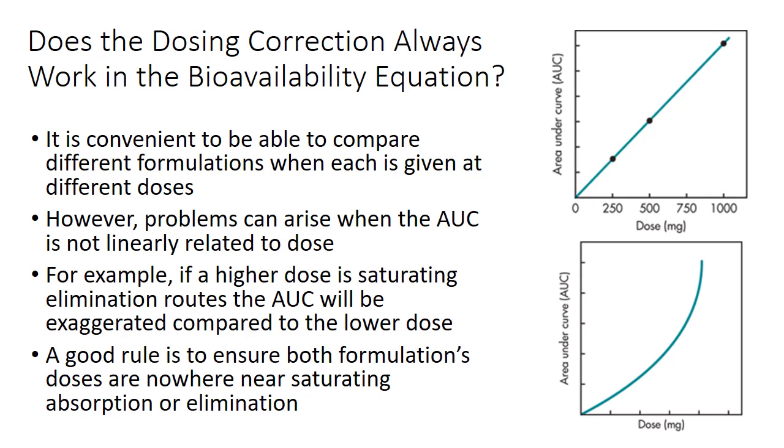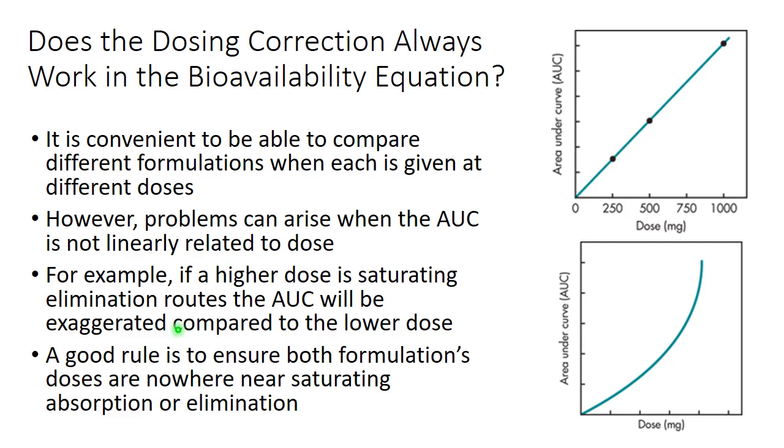So again, if there's a summary there, a good rule would be to ensure that both formulations' doses are nowhere near saturating absorption or elimination, actually, right? You really don't want to saturate any of those first order processes, okay? Because, and let's go back up a step, if a higher dose is saturating the elimination routes, the AUC will be exaggerated compared to the lower dose. And I forgot to mention that. I mentioned absorption being saturated, but what about elimination, right?